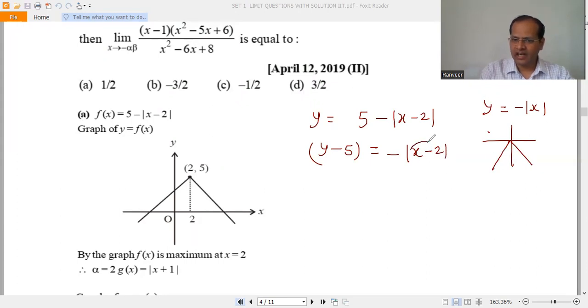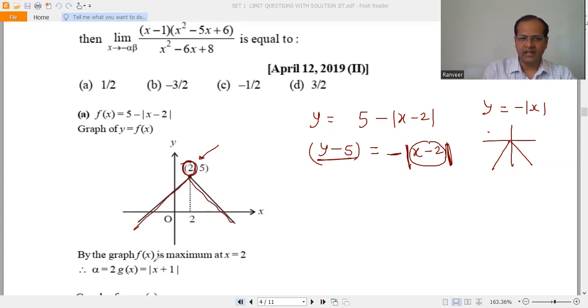So what is the critical point? x minus 2 equal to 0, x equal to 2, and y minus 5 equal to 0, y equal to 5. So 2 comma 5. So this is the point 2 comma 5, and we know the modulus is inverted due to this negative, so this modulus function is in the inverted format. So at 2 comma 5, you draw the graph like this. So this is the graph where f(x) attains the maximum value at 2.